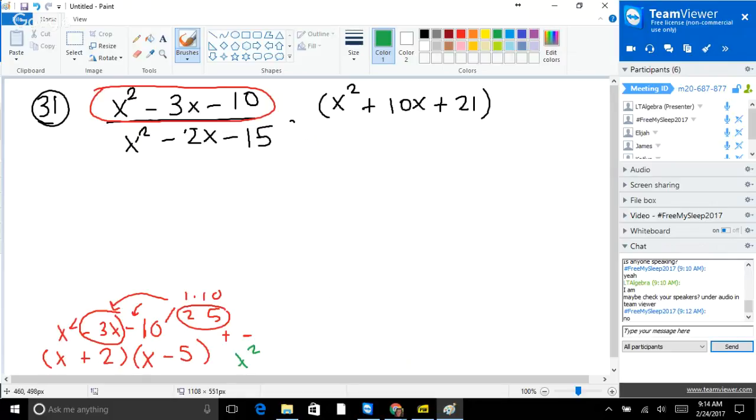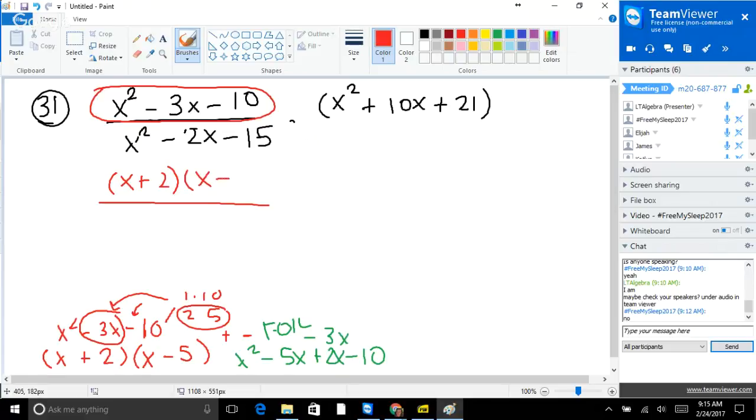X squared, FOIL. So I'm doing FOIL to check that this is right. X squared, my outside is negative 5x, my inside is positive 2x, and my last is negative 10. And so that becomes negative 3x. So what I'm going to do is, instead of x squared minus 3x minus 10 in the numerator, I'm going to write this as x plus 2 times x minus 5. There we go. So then I'm going to keep doing this.